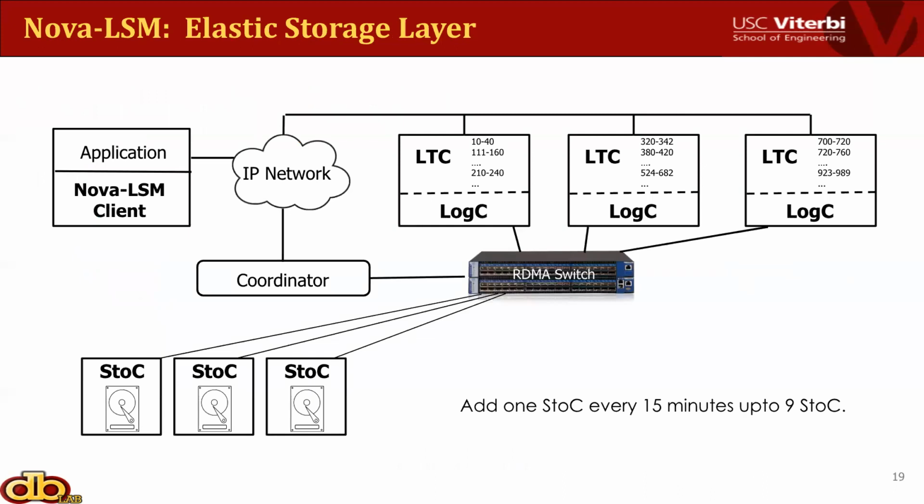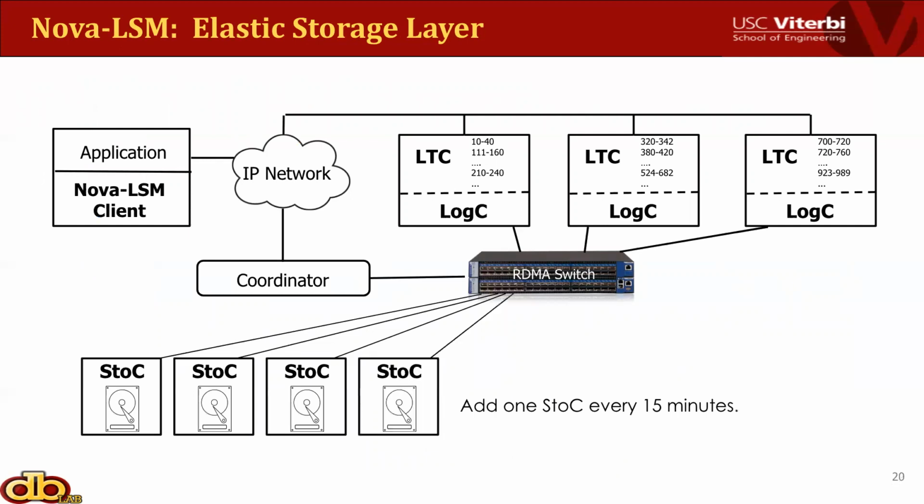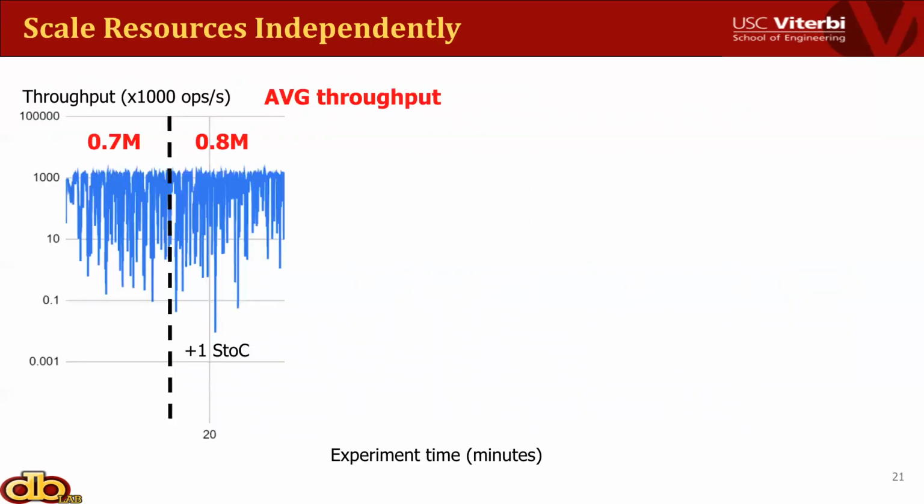We add one storage component every 15 minutes into the system, up to 9 storage components. After 15 minutes, we add a 4th storage component. And the increased disk bandwidth reduces the impact of write stalls. The throughput does not drop as much as before with 3 storage components, and the average throughput increases by 100,000 operations per second.